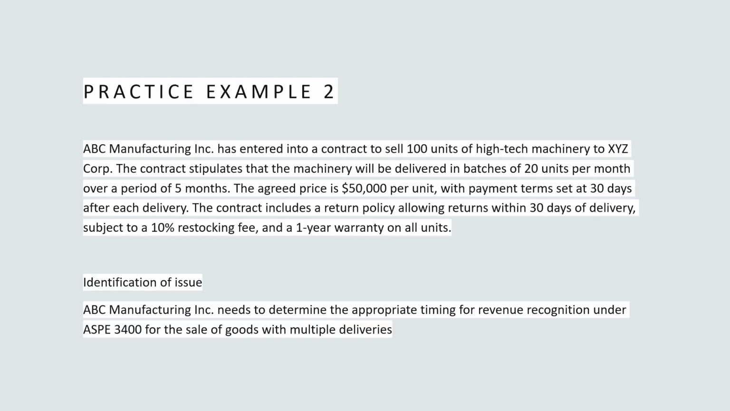ABC Manufacturing Inc. has entered into a contract to sell 100 units of high-tech machinery to XYZ Corp. The contract stipulates that the machinery will be delivered in batches of 20 units per month over a period of 5 months. The agreed price is $50,000 per unit, with payment terms set at 30 days after each delivery. The contract includes a policy allowing returns within 30 days of delivery, subject to a 10% restocking fee and a 1-year warranty on all units.